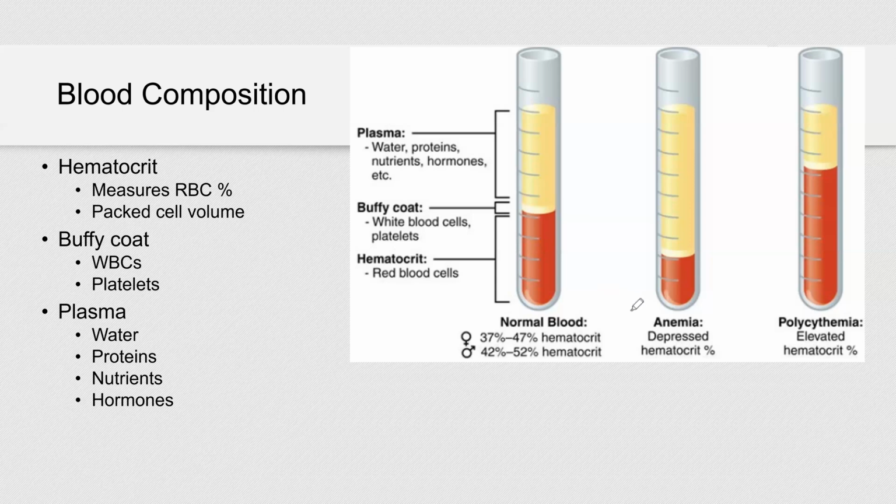Now, if you have depressed hematocrit, so less than normal, this condition is called anemia. And if you have elevated hematocrit, it is called polycythemia. So that's what it says over here. Hematocrit measures the percentage of red blood cells, the packed cell volume. The buffy coat includes white blood cells and platelets. Plasma is mostly water, but it also will have proteins, nutrients, and hormones.